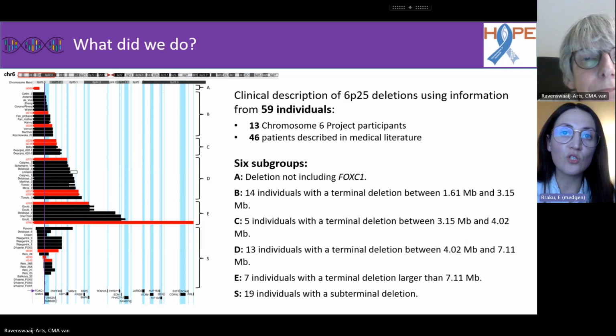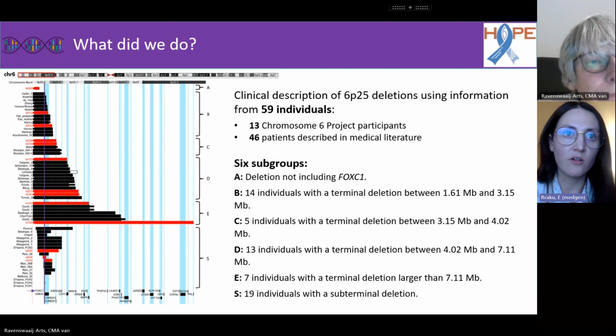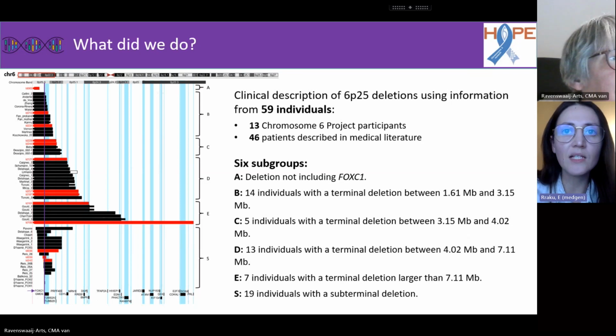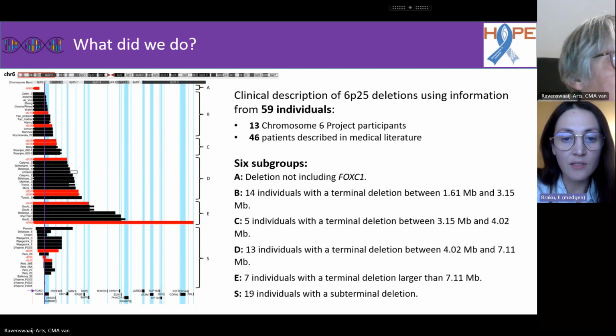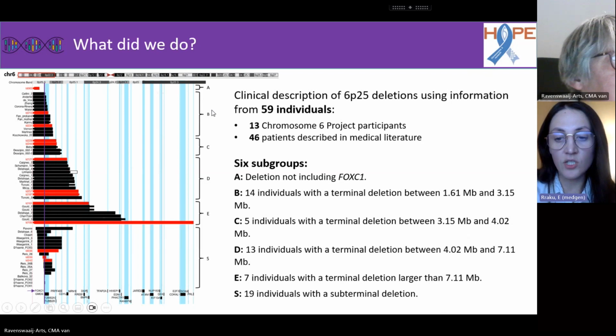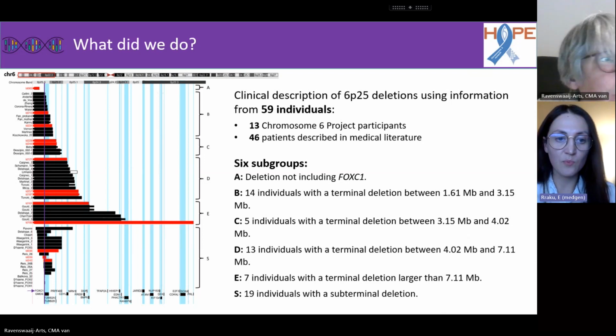So in order to be able to study their phenotypes, we split these 59 individuals into 6 groups. And this splitting was based on the deletion size and on the important genes that were included in their deletions. And you can see on the right the 6 groups that were made. Subgroup A only included one patient, and that is because that was the only patient that did not miss the important gene FOXY1. And then subgroup B had deletions that were terminal and extended up to 3.15 MB, or million base pairs, as Professor Cohn already explained.